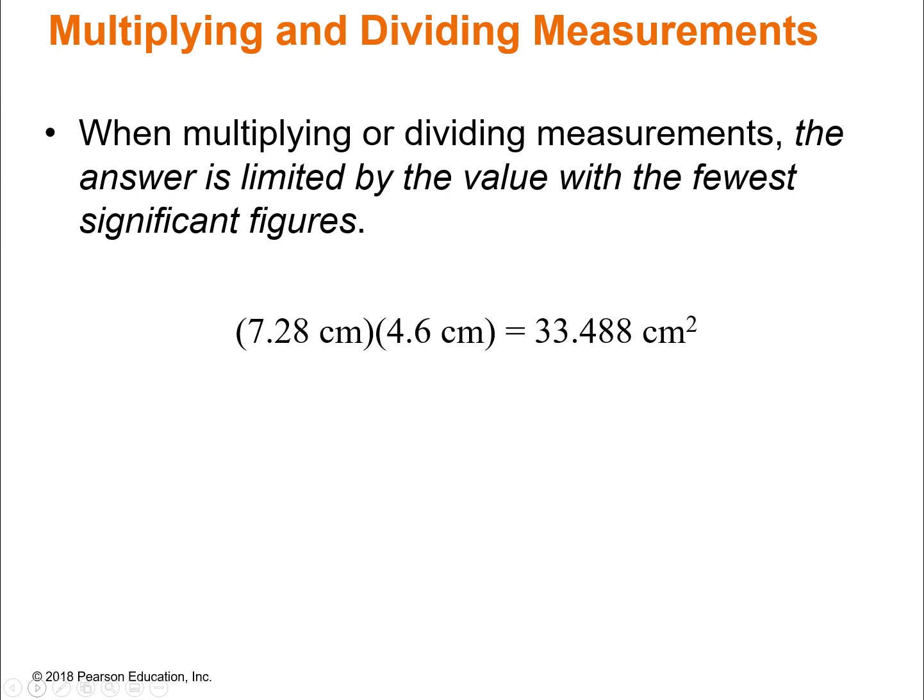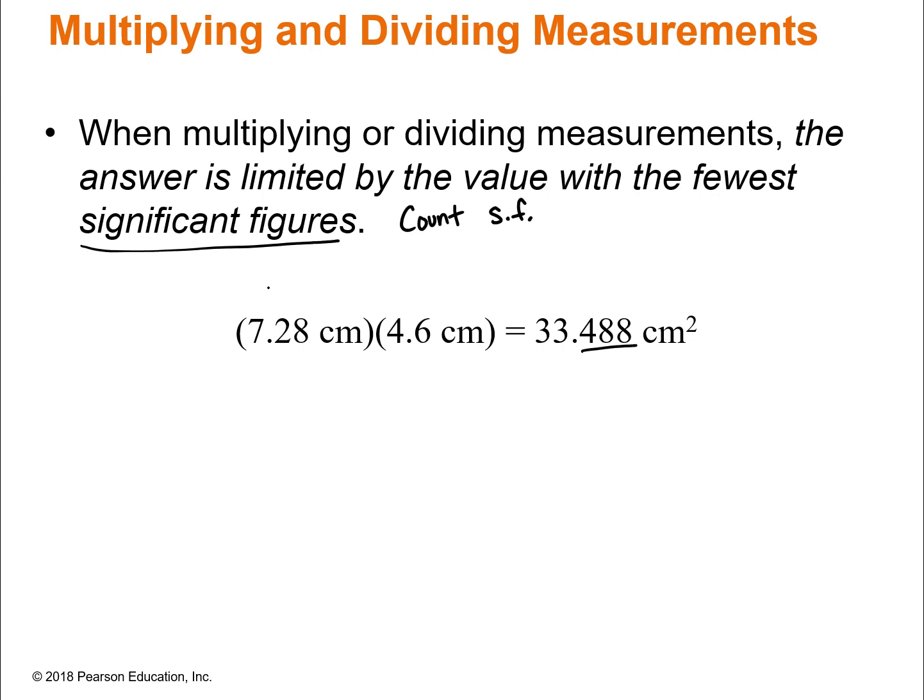When you're multiplying or dividing, we're looking at the value with the fewest significant figures. So that means you have to count sig figs, do your calculation, and then report your answer using the number of sig figs that represents the fewest number of sig figs in the measurement. So we're given a problem where we've got 7.28 centimeters times 4.6 centimeters. Well, our calculator is going to give us lots of decimal places.